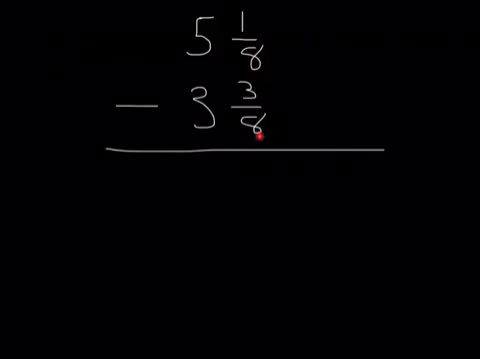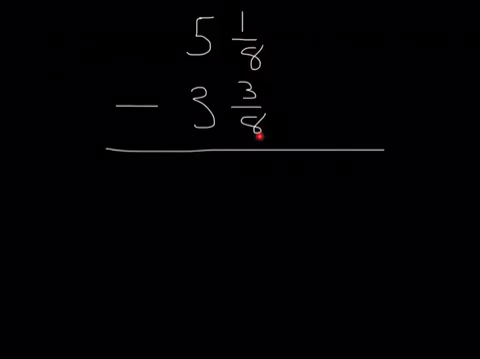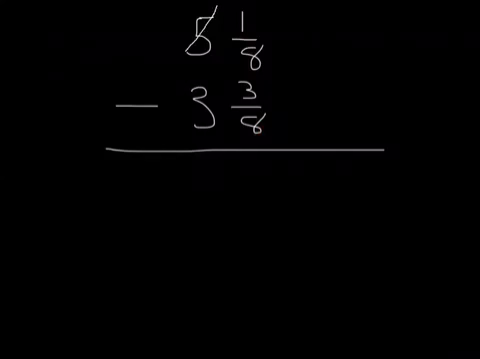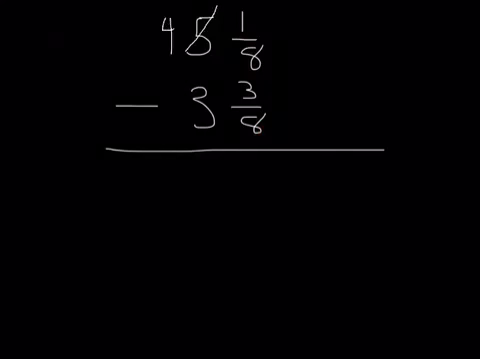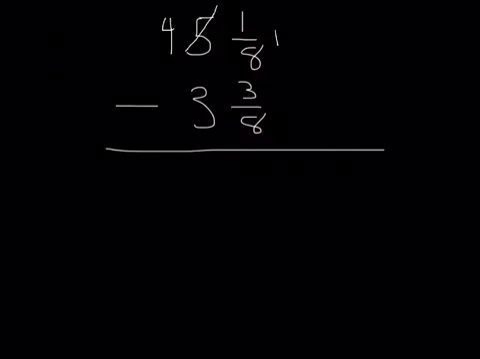Now, in regular subtraction, when I don't have enough, what do I do? I regroup. I go over and I borrow and I regroup, and I'm going to show you how to do that. I can come over to this 5, cross it out, and make it a 4. Now, I have one whole, and I could just go plus 1, but that's not really going to help you, is it? It's not going to help you at all. But what I can do is I can write the 1 as 8 over 8.